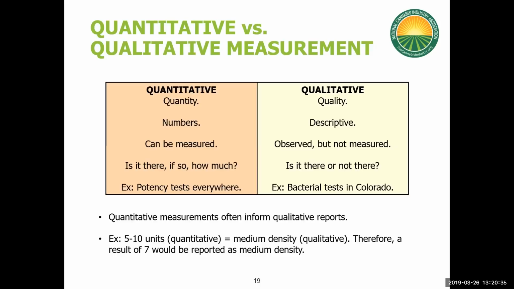An example of quantitative testing would be potency testing for cannabis, where they're advertising a specific percentage of dry weight for the potency of the particular flower product, or in the case of edibles and concentrates, the milligrams of THC or active cannabinoids. The other form of measurement is qualitative measurement, wherein you are assigning a quality to that measurement.